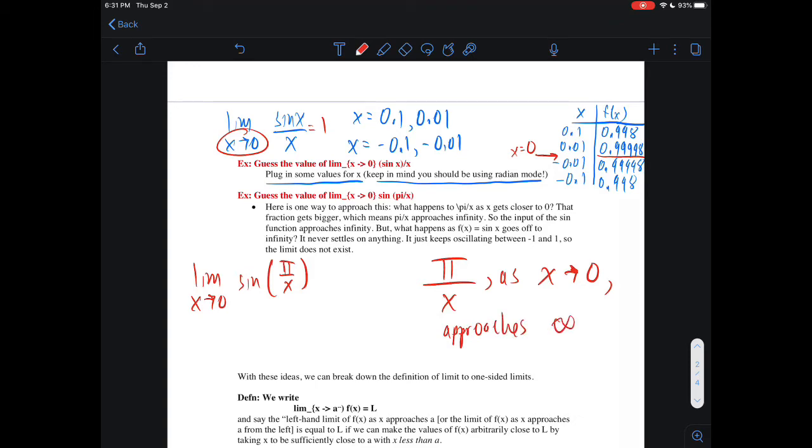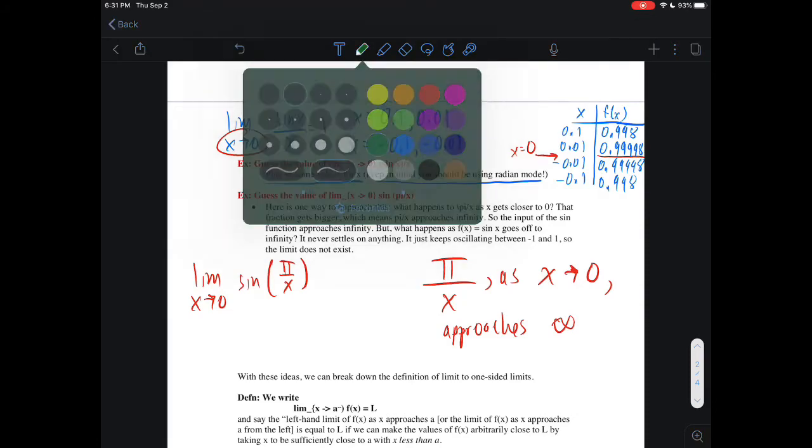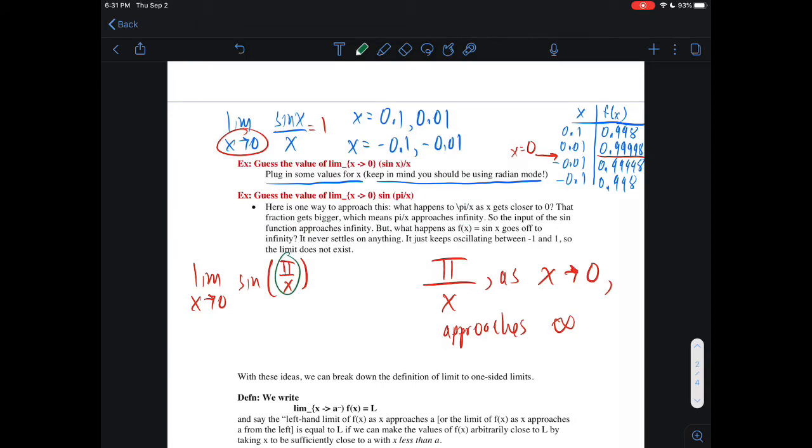And you can try this out for yourself. Take pi and divide it by a really small number like 0.00001 and see what you get. Do you get something that's bigger than pi? That'll help you understand why this is approaching infinity. So that means that as x is approaching 0, the inside of this sine function approaches infinity.